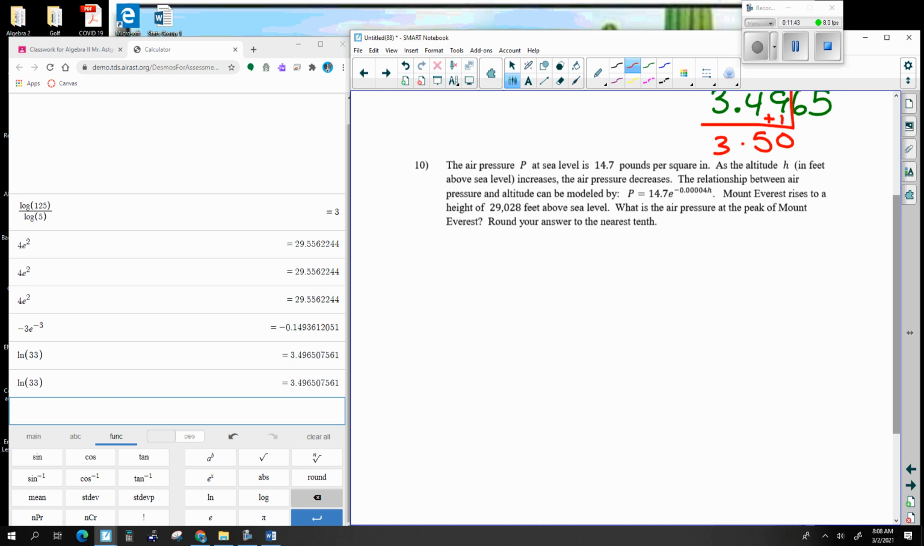Air pressure at sea level is 14.7 pounds per square inch as the altitude h in feet above. So this is air pressure. As h, the altitude, increases, the air pressure decreases. The relationship between air pressure and altitude is modeled by this.